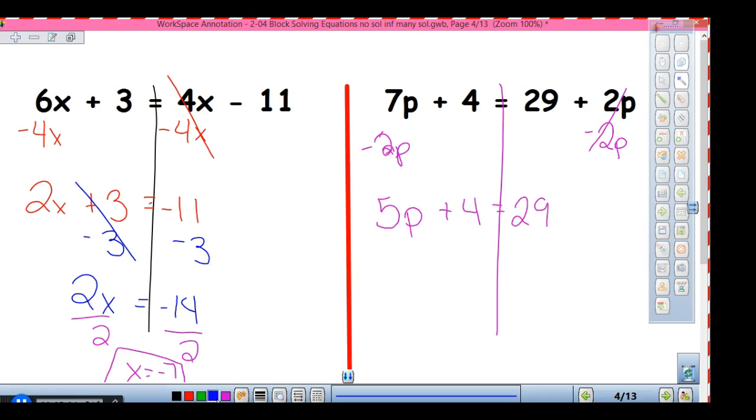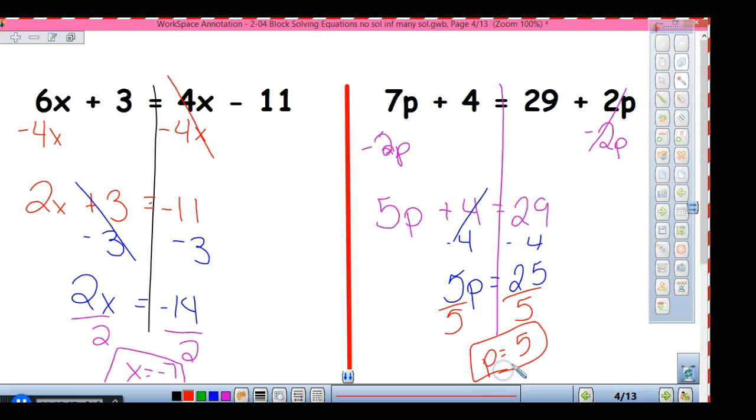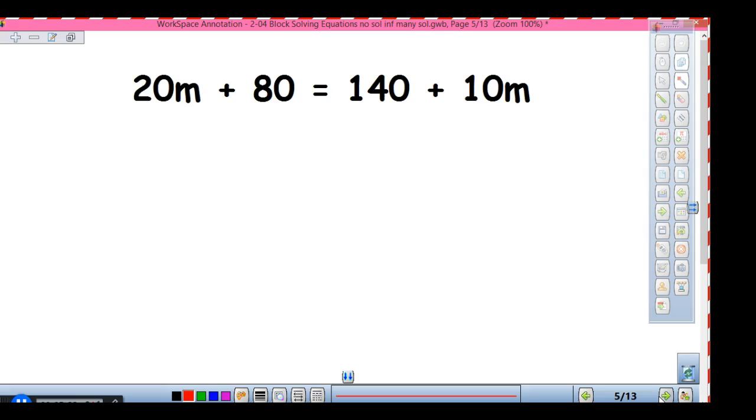Now, just like what we've been doing, what do I do? Subtract 4. 5p equals 25. Then divide by 5. p equals 5. Not so bad, right? Okay, you guys start on this one.